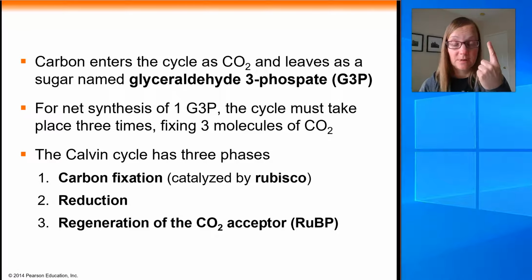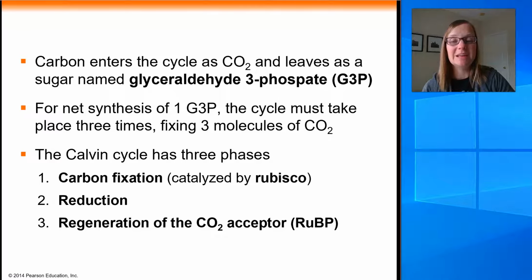So, first phase is called carbon fixation. This is catalyzed by an enzyme that's called Rubisco. Rubisco is thought to be one of the most abundant proteins on the planet because every organism that performs photosynthesis will have this enzyme that helps to fix carbon from carbon dioxide into an existing carbon skeleton. The existing carbon skeleton that the Calvin cycle and Rubisco use is a molecule that's called RuBP. RuBP is the carbon dioxide acceptor.